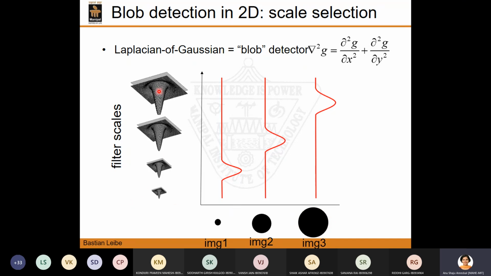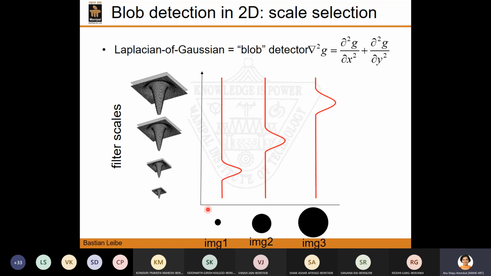And if I consider LOG operators of different scales, I can create LOG operators of different scales by varying the value of sigma. So if I take a small value of sigma, I have this operator, and by increasing the value of sigma, I get larger blobs. Now, when I convolve these different LOG operators with the images, what I get would be somewhat like this.